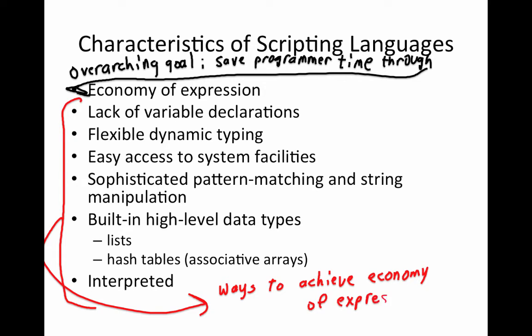It turns out, for example, that being able to use something called regular expressions to do pattern matching is a very programmer efficient way of being able to find patterns in strings. It's not so efficient from an actual program execution standpoint. So really, the first bullet there is the overarching goal. The remaining bullets are the way we achieve economy of expression.